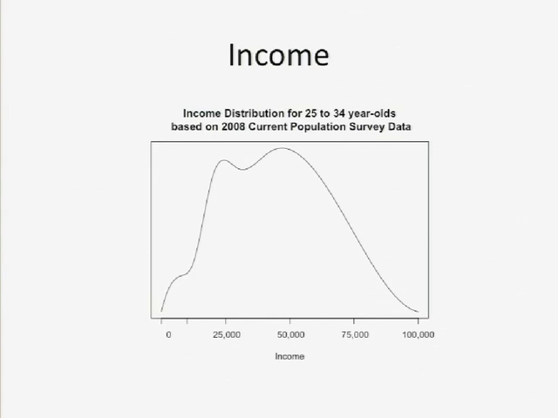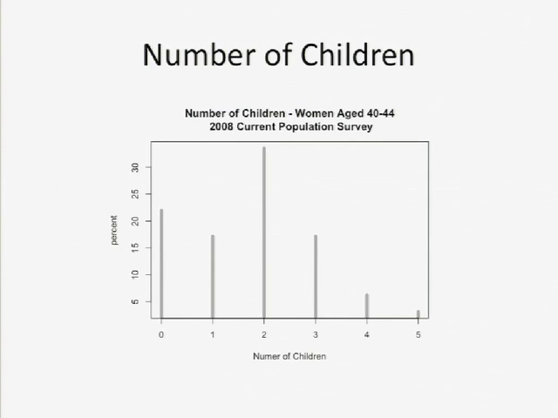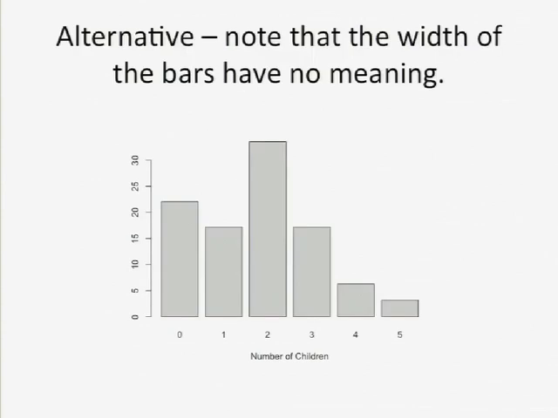Number of children are these spikes. And indeed, 2 is the highest spike at roughly 32%. But roughly 22% of women have no children in this age bracket. Okay? All right, here's an alternative to making that chart for the women. You could make a bar chart, but remember the width of those bars has no meaning whatsoever. It's the height that matters.